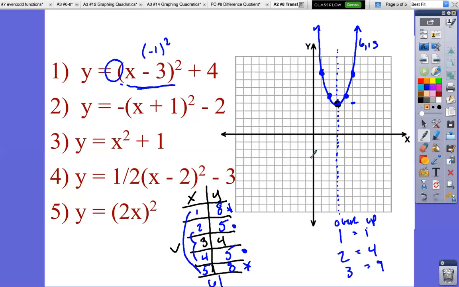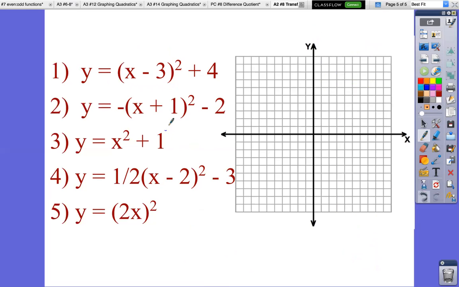Now, I'm not really going to use the table on number 2. I'm going to go ahead and use the A value, and I'll give you more formal notes on that tomorrow. Any questions on this one so far? All right. So let's go pretty quick on the first part with the second one. What's my vertex at? -1, -2.